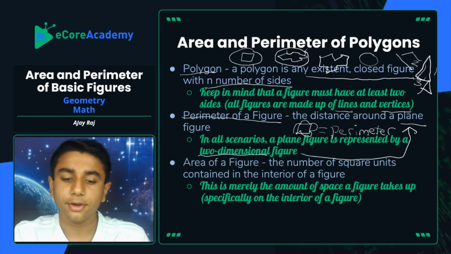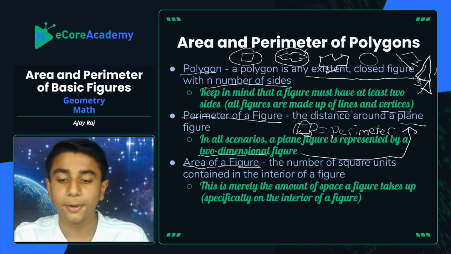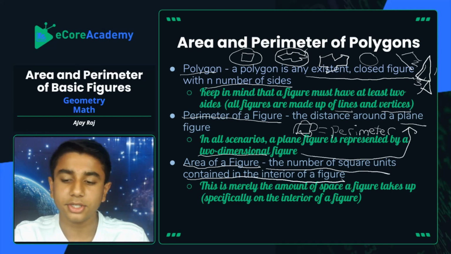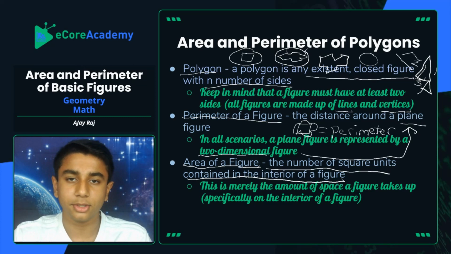And then we have finally our area of a figure. So it's kind of similar to the perimeter. It's a bit more complex though, and it's the number of square units contained in the interior of a figure. And I know that sounds like a bit of a complex situation here, square units being the amount of area that a figure takes up, and it's about the amount of two-dimensional space on the interior of a figure. That's merely the amount of space a two-dimensional figure takes up. It's how much space any two-dimensional figure takes up.